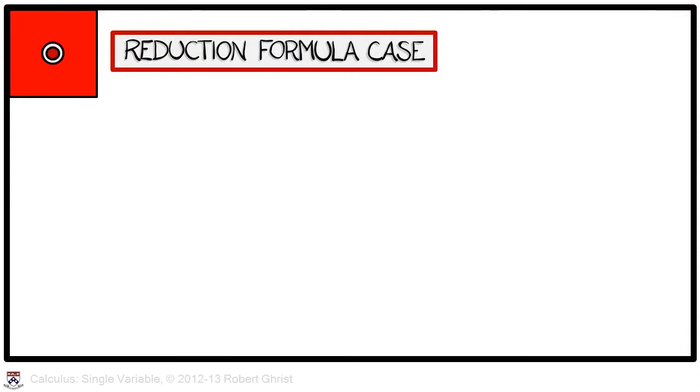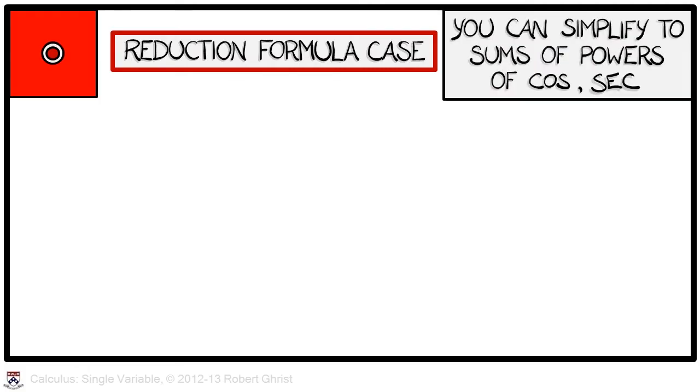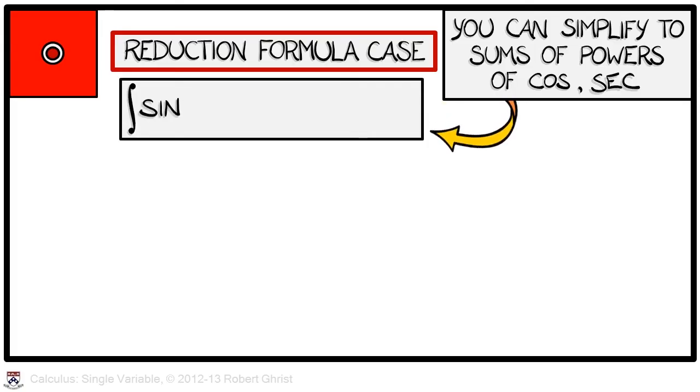There remains in each class that we've considered one case where a simple substitution does not work. This requires a reduction formula. The first step is to simplify to sums of powers of cosine or secant. For example, if we look at the integral of sine to the fourth cosine to the fourth, this is in that one case where both powers are even. We can replace sine squared with 1 minus cosine squared and obtain a sum of integrals, each of which is an even power of cosine.